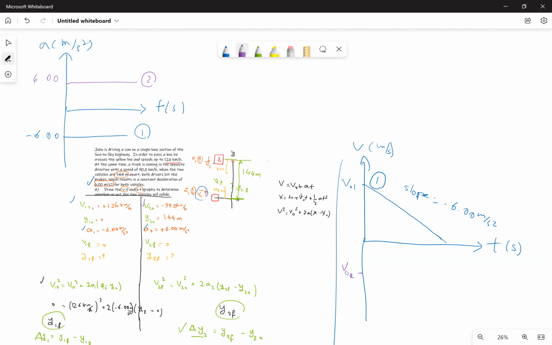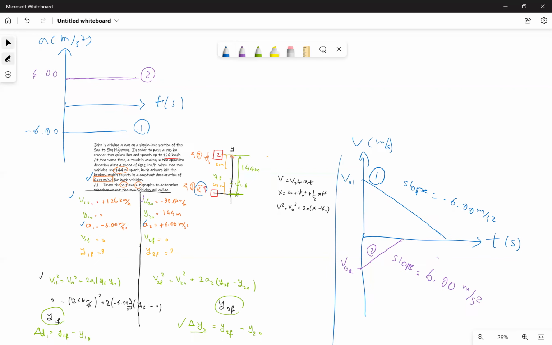And of course you will plug in the number that you found. And this is the velocity time graph for car two, which should give you a horizontal line, and the acceleration time graph would be a diagonal line with positive slope. So this slope is going to be equal to positive 6.00 meters per second squared. Okay, and this is car 2.